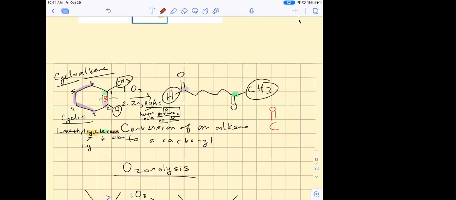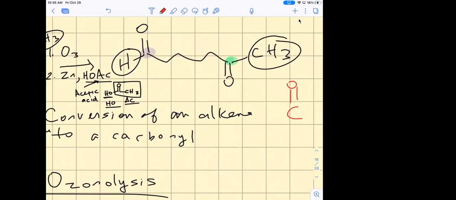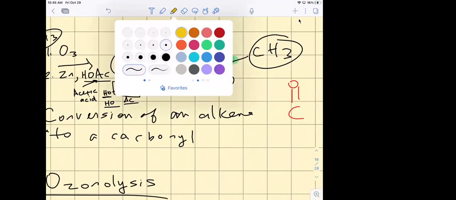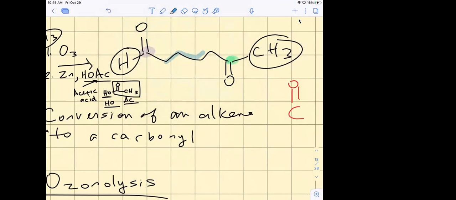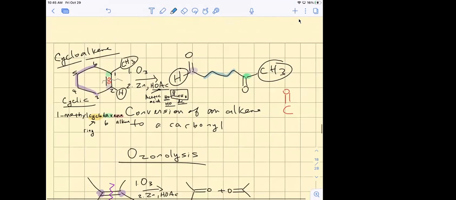So that alkene, we treated it with ozone, and it broke that alkene in half. Each carbon in the alkene became a carbonyl. One side became an aldehyde, the other side became a ketone. All right, questions about this problem? And again, the chain in between the two carbons is there because those same carbons are over here.